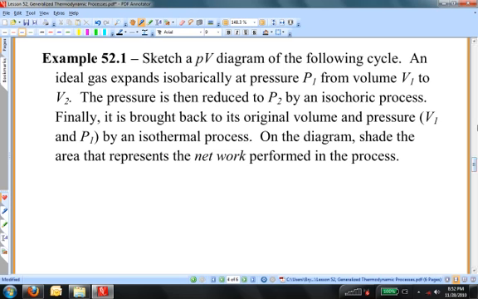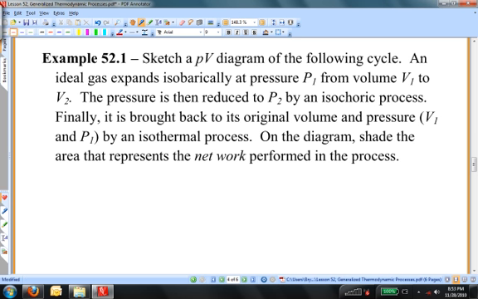Sketch a PV diagram of the following cycle. An ideal gas expands isobarically at a pressure P1 from volume V1 to V2. The pressure is then reduced to P2 by an isochoric process. Finally, it's brought back to its original volume and pressure V1 and P1 by an isothermal process. On the diagram, shade the area that represents the net work performed in the process.